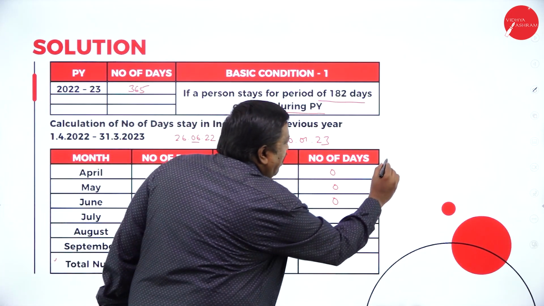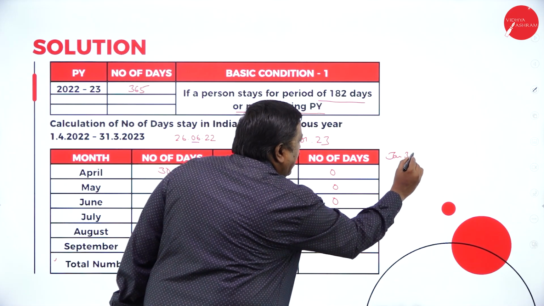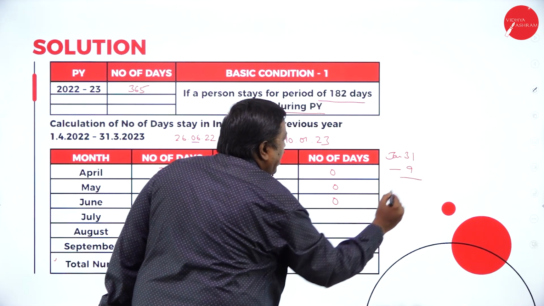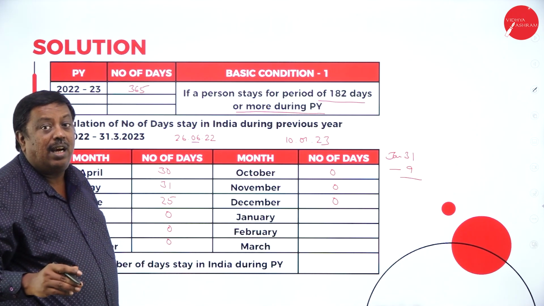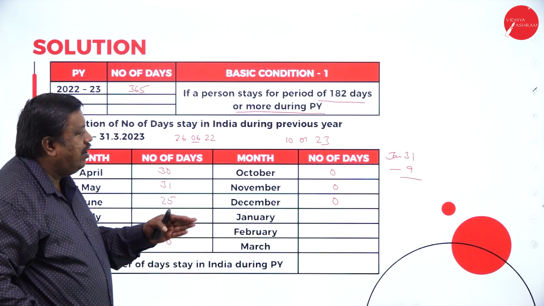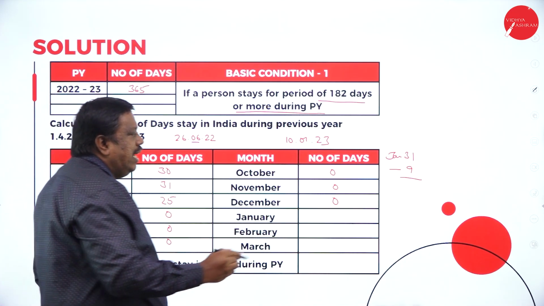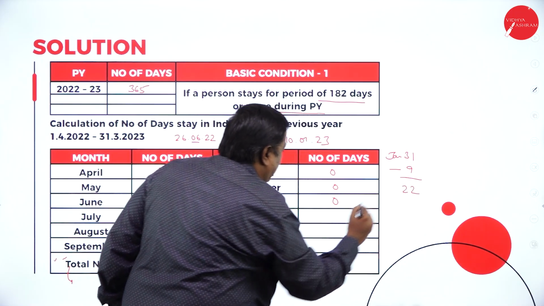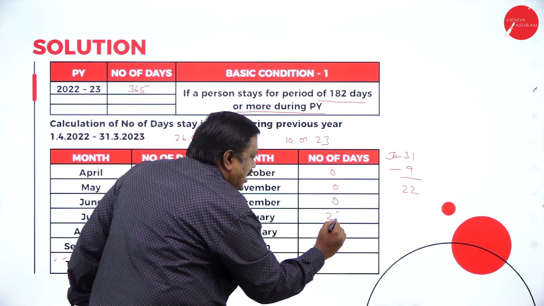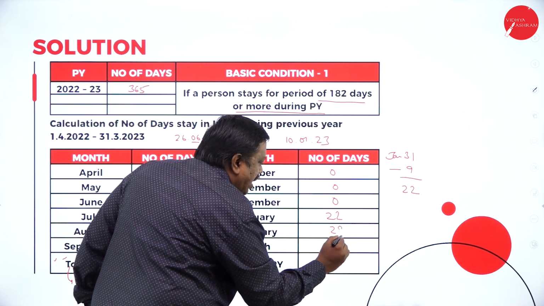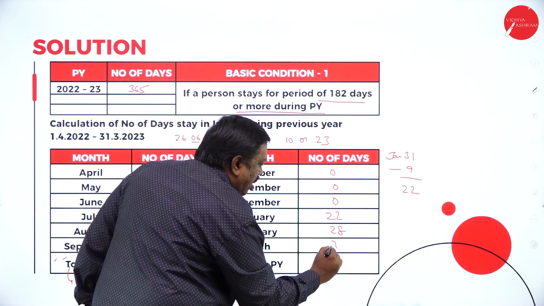In January, we have 31 days minus 9. Up to 9th January I was not in India, and from the 10th onwards I am in India. So it is 22 days in the month of January. February, 28 days. March, 31 days.